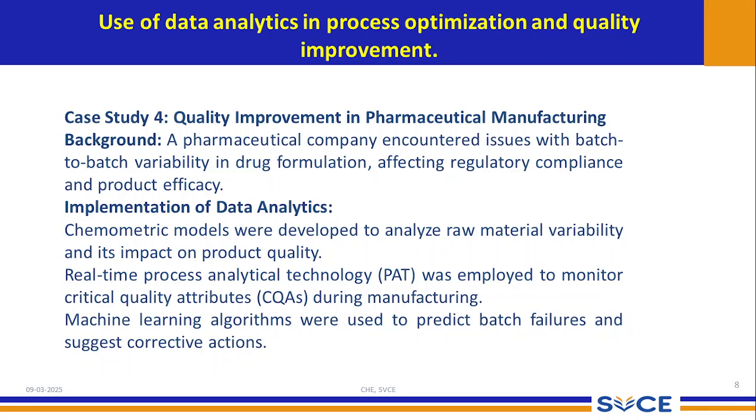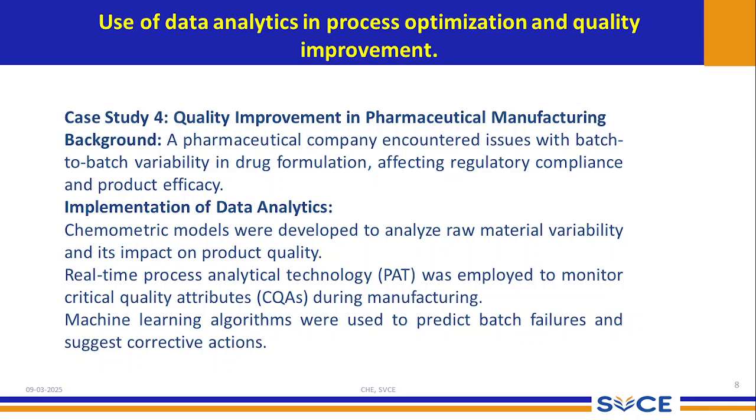Coming to case study 4, quality improvement in pharmaceutical manufacturing. A pharmaceutical company encountered issues with batch-to-batch variability. The product that comes out need not necessarily be consistent from batch to batch. In a continuous process, there is a good chance you will get a consistent output. But in a batch process, if a small variation occurs, it will be reflected in the output of the batch. So we should be very careful in sensing the data.